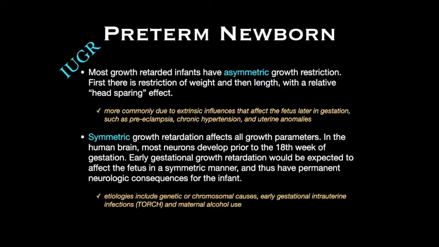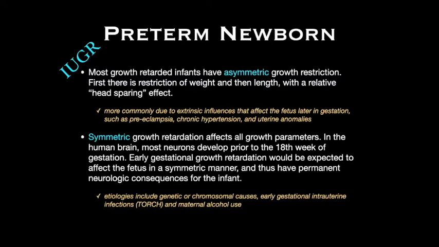In contrast to symmetric growth retardation, when the insult has occurred early in gestation and therefore the head size is also affected. Okay, so it affects all growth parameters. In the human brain, most neurons develop prior to the 18th week of gestation. So early gestational growth retardation would be expected to affect the fetus in a symmetric manner and thus have permanent neurologic consequences for the infant.